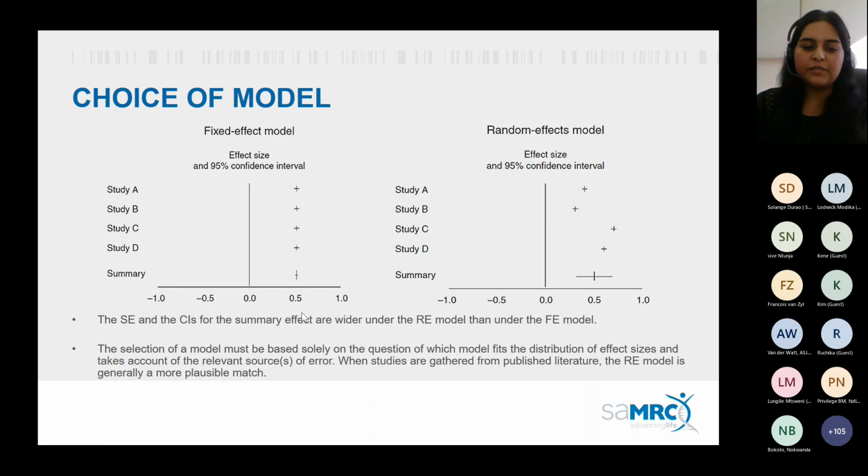The selection of a model must be based solely on the question of which model fits the distribution of the effect sizes. And this depends on what you think of the population. So whether you think that you're likely to find different true effects or the same true effects, that is what you base on whether to use a fixed effects model or a random effects model. And when studies are gathered from published literature, then the random effects model is generally a more plausible match.